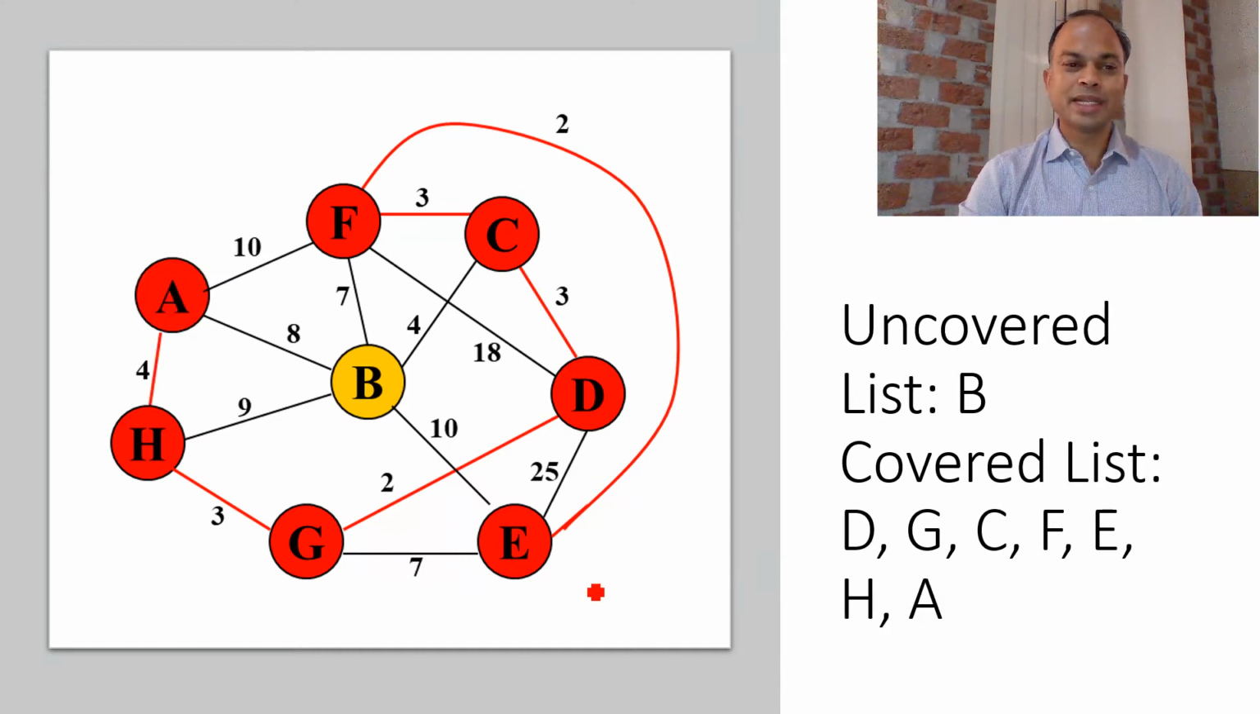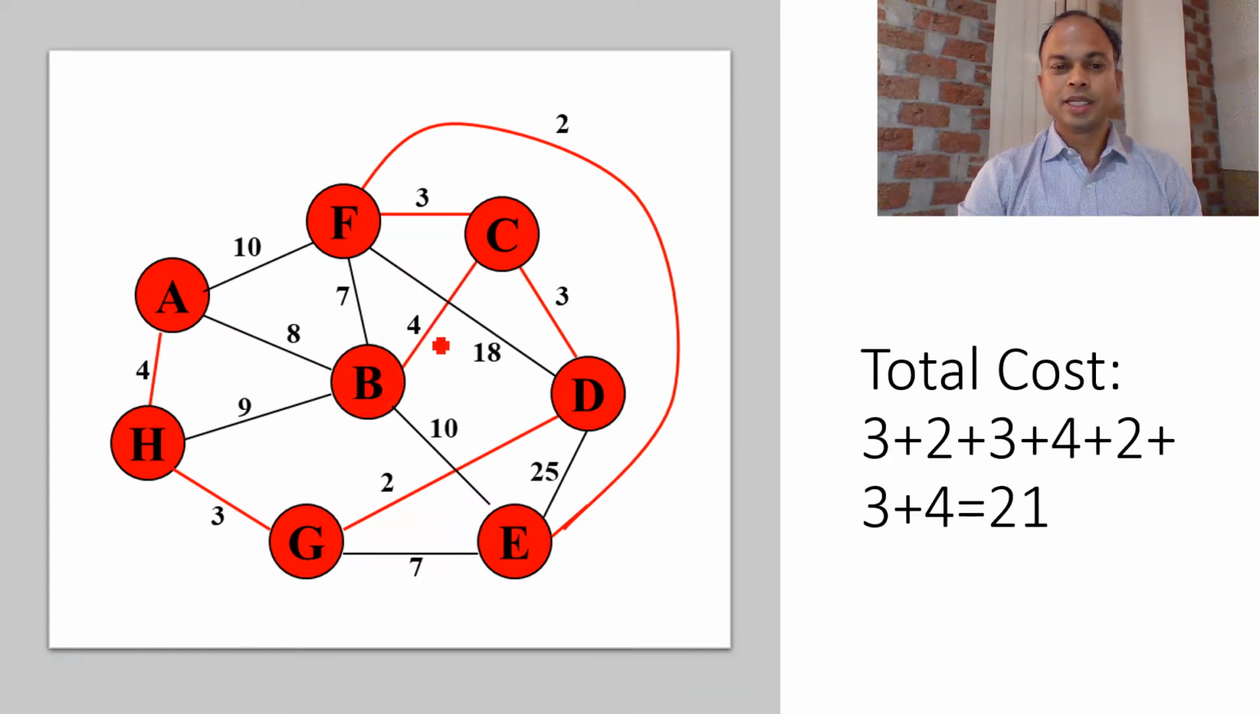If we talk about the next selection, it is A. The distance from A to H is 4 and all remaining distances are more. We have selected A and included A into the covered list. The next selection is B. We have taken B because this is our last choice.